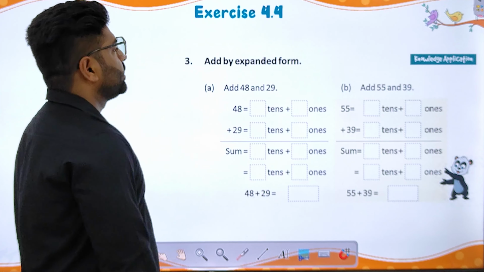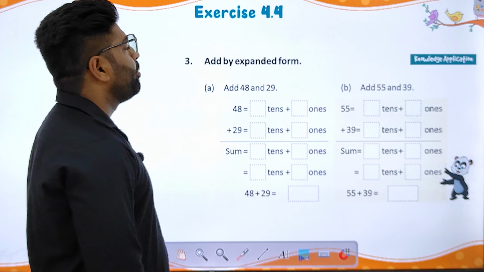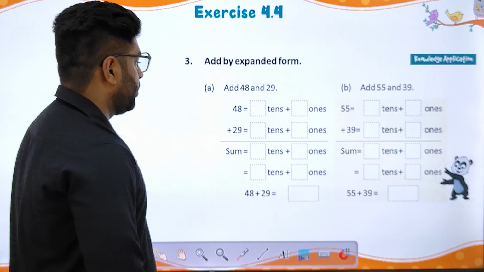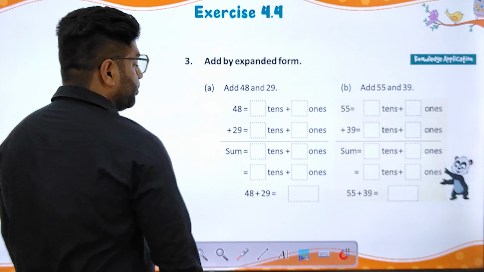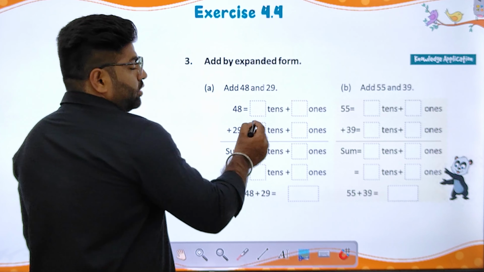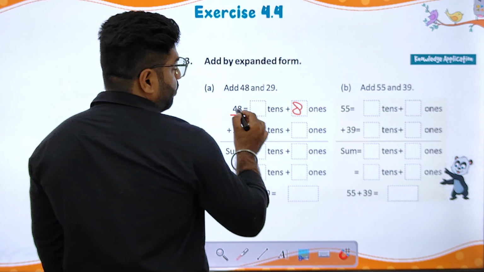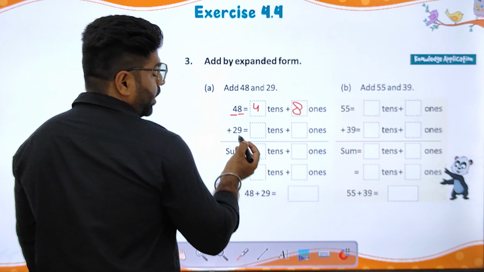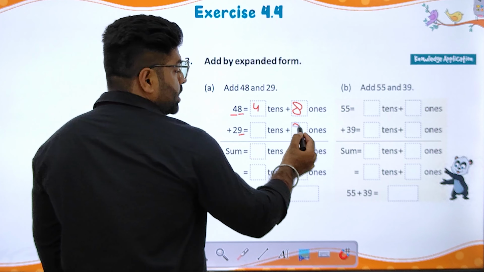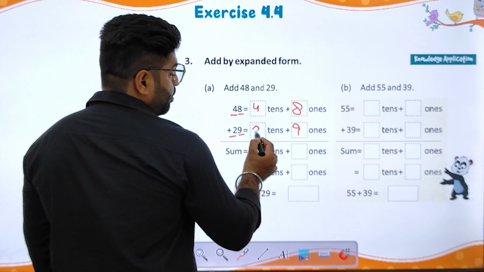Okay, here we are having exercise 4.4, question number 3, add by expanded form. So this is a simple form. First, we have to just expand. This is 48: 8 is at the ones place and 4 is at the tens place. Here we have 29: 9 is at the ones place and 2 is at the tens place.